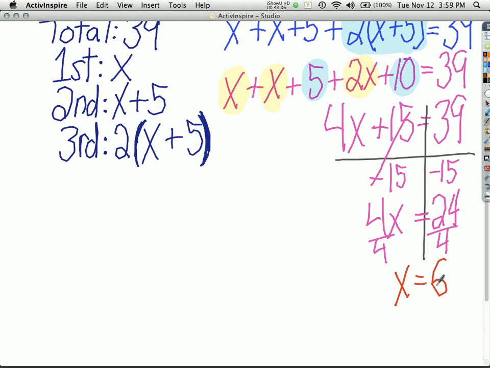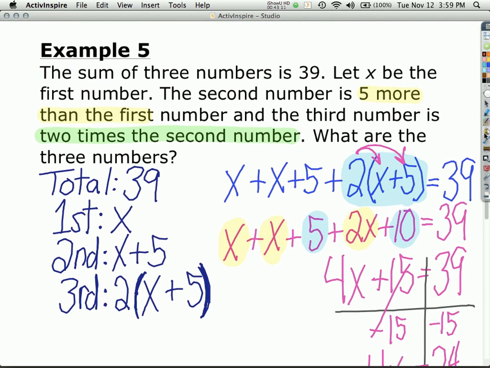So we get x equals 6, but we weren't asked to solve an equation for x. We were asked for the 3 numbers. So what are the 3 numbers? Well, x is 6, so the first number is 6. What's the second number going to be? Well, we put the 6 in here. 6 plus 5, what's the second number? 11. And what's the third number going to be? 22. So now our 3 numbers are 6, 11, and 22, and that is answering the question.